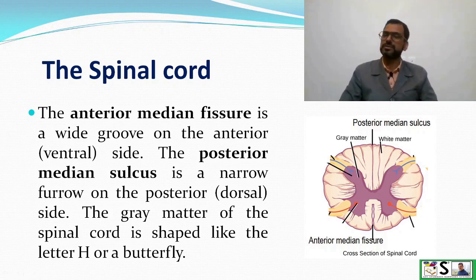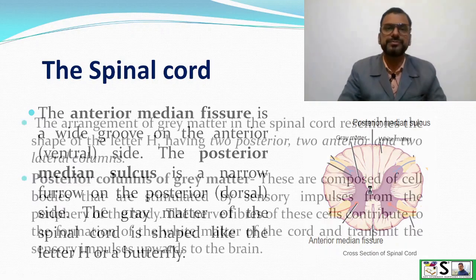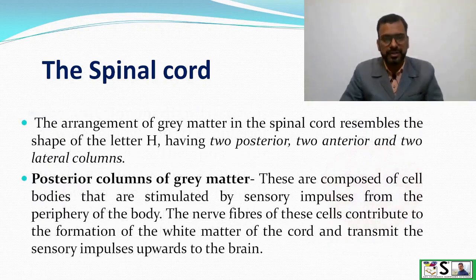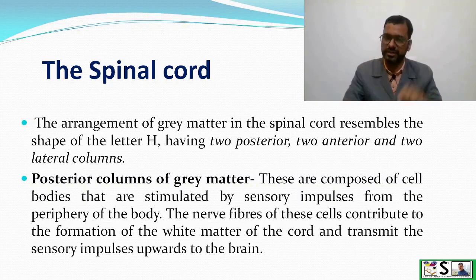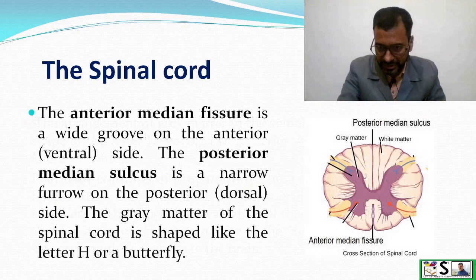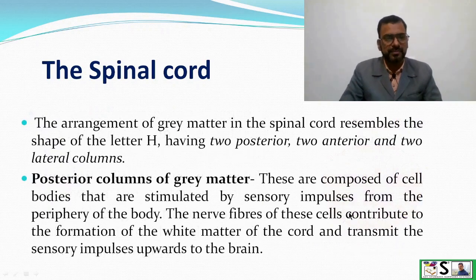The gray matter of the spinal cord is shaped like letter H, this one, or a butterfly. The arrangement of gray matter in the spinal cord resembles the shape of letter H, having two posterior, two anterior, and two lateral columns. So here these are known as columns. These are posterior column, these are lateral column, and these are anterior columns.